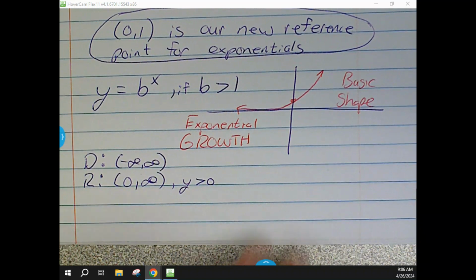All right, now here's where we get to borrow just a little bit from the last section we did with all of our asymptotes and all the different stuff that's here. There is going to be an asymptote.